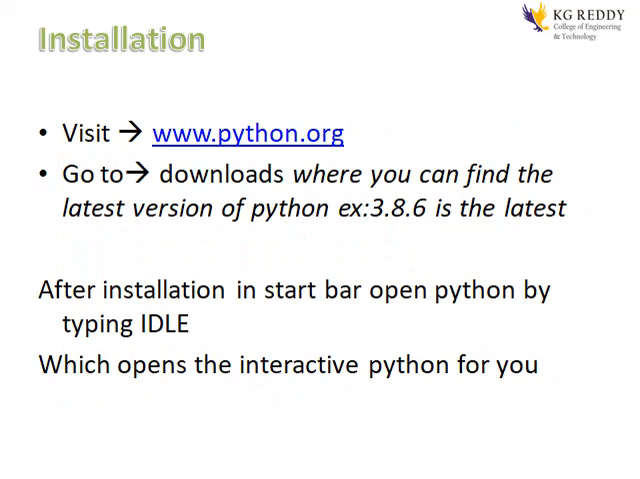And coming to installation, how do we install Python? It is completely open source and available for us on the internet. Visit the website www.python.org, go to Downloads, where you can find the latest version of Python, for example 3.8.6. But if 3.8.6 is not supported on some Windows systems, in such a case you can go for 3.7, which I am already using on my system.